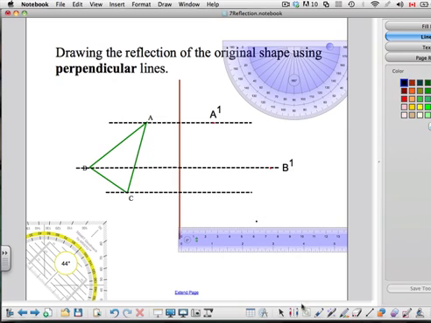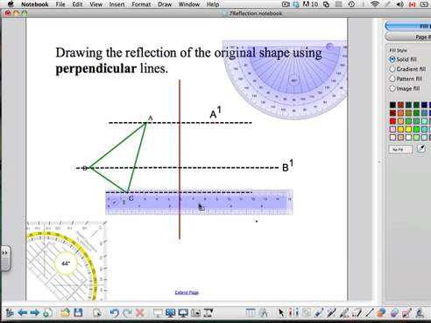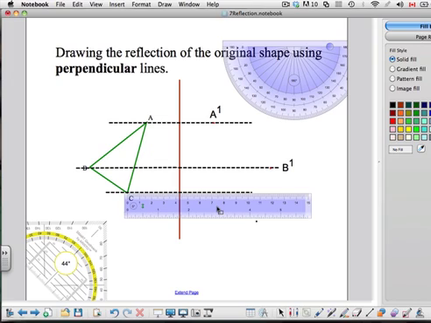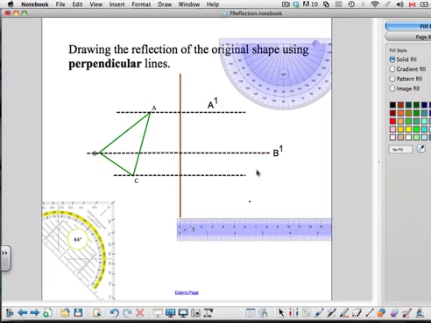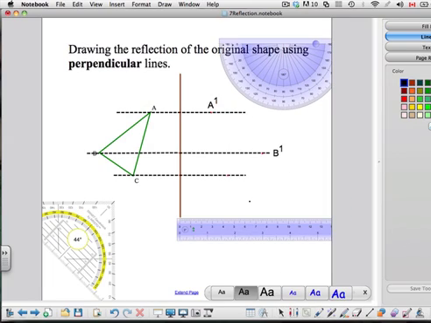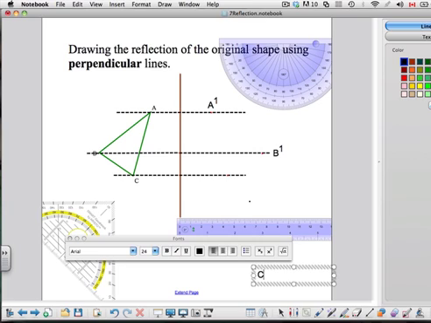And the last one, C is 4.3 centimeters. And here we are, 4.3 centimeters. Make sure your point is on the line. It makes things much neater. And this is one place where neatness really counts.